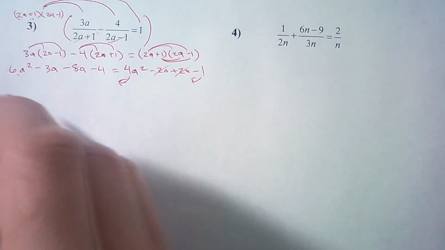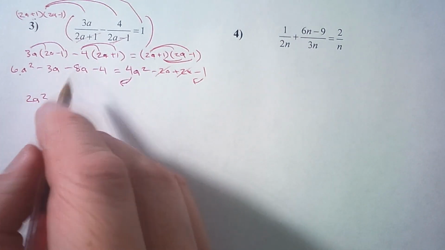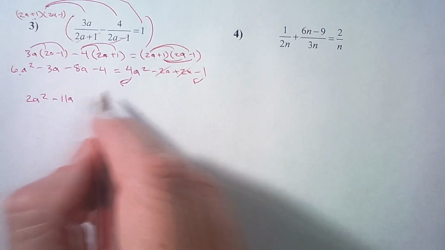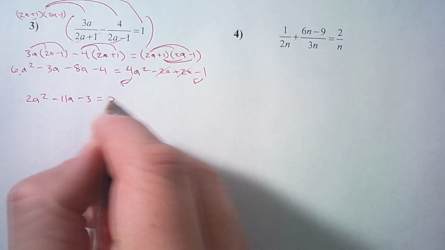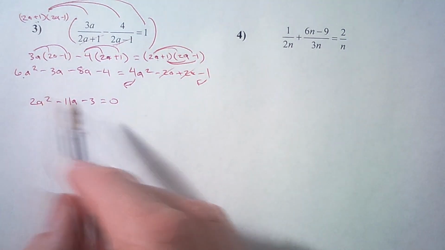So I have 6a squared minus 4a squared. That is 2a squared. Negative 3a minus 8a is minus 11a. Okay, then negative 4 plus 1 is negative 3. Okay, so I could factor this.